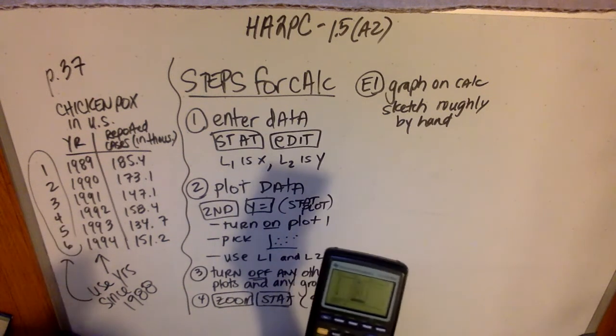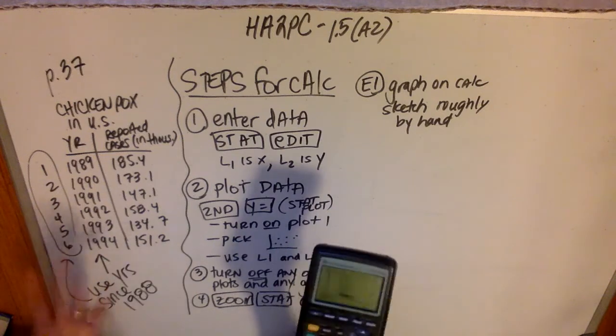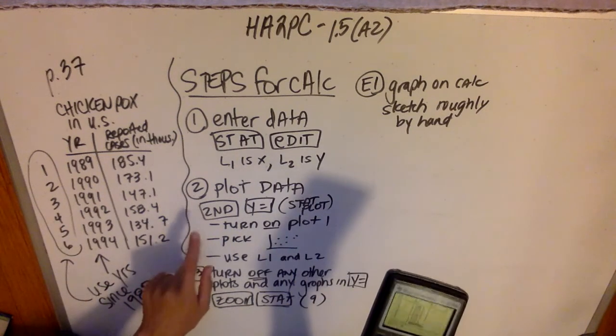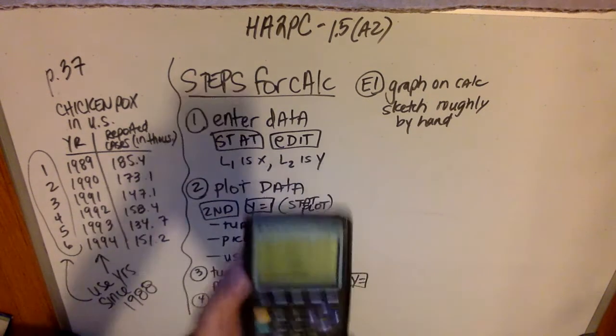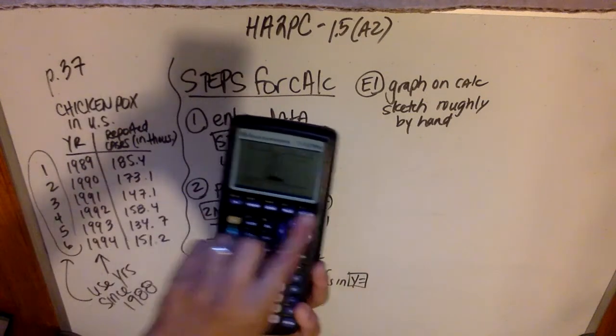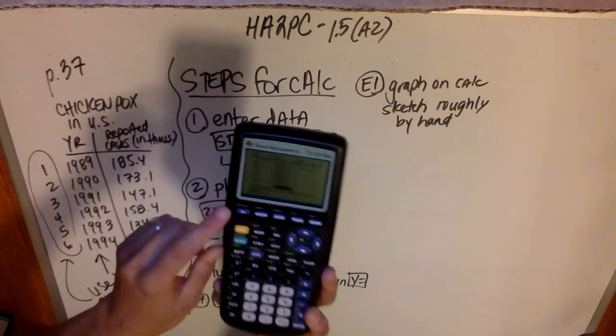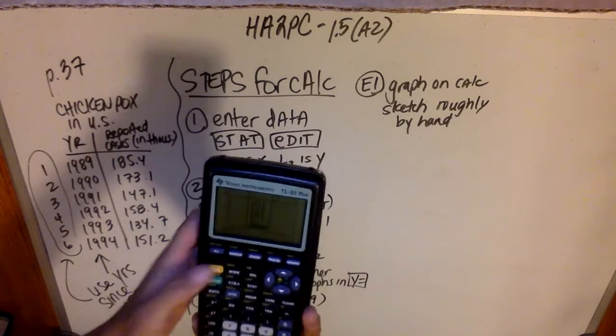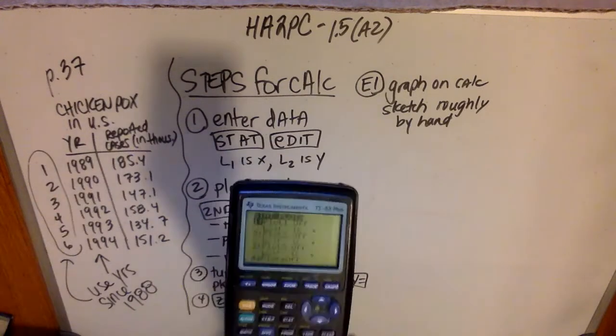So next thing I want to do is actually plot my scatter plot. So what I'm going to do is pick second and y equals, which is stat plot. If you look, anytime you want to graph anything, it's always in the top line. In this case, right above the y equals, you'll see it say stat plot. So I press second and y equals, and it takes me to stat plot.